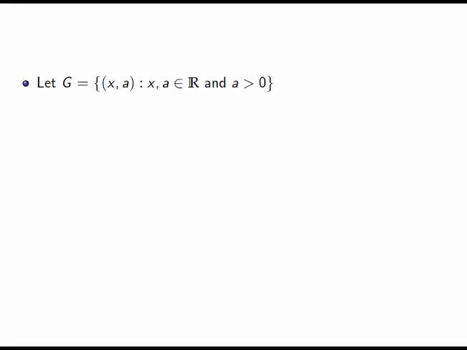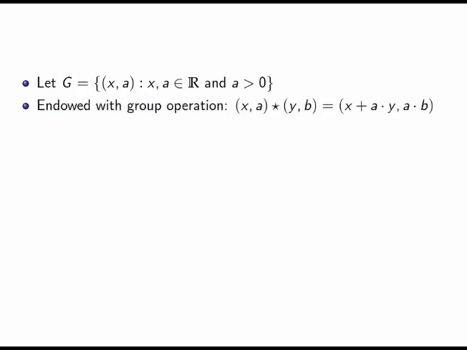Now let us consider the following group, the set of all ordered pairs of the type (x, a), where x and a are real numbers, but a is strictly positive. Then we'll endow this set with the following operation, which we denote by star. And let us prove, first I will leave as homework that this operation is associative. So check this at home. Pause the video and check this for yourself.